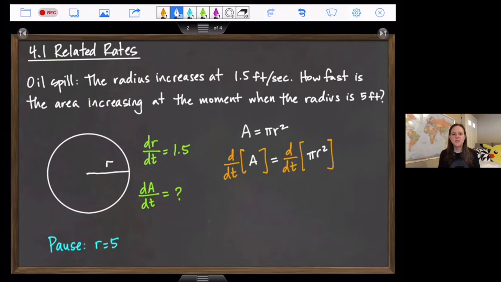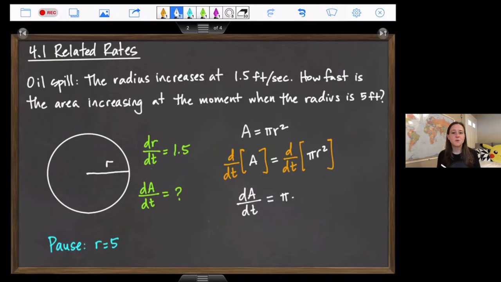All right, so I'm going to take the derivative of A with respect to t. We would normally put A prime back in section 3.8, but I said we were going to replace it with Leibniz notation here. So we're going to call this on the left dA dt. And then we're going to take the derivative over on the right. Remember that pi is a constant. It's just a constant multiplier. It's going to go along for the ride.